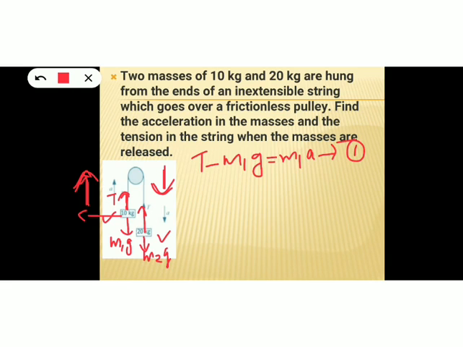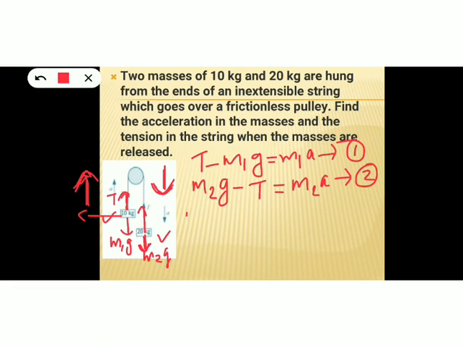Similarly, form the equation of motion for the second mass. The second mass, 20 kg, moves downward, so it is moving along the direction of m2g. So m2g will dominate. The net force acting on the mass is m2g minus tension, because both act in opposite directions, and the net force is m2 into a. Let this be our second equation of motion.